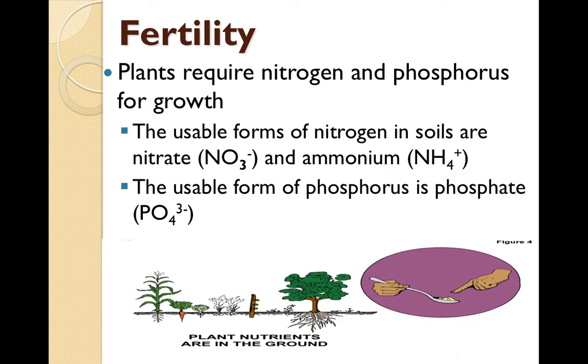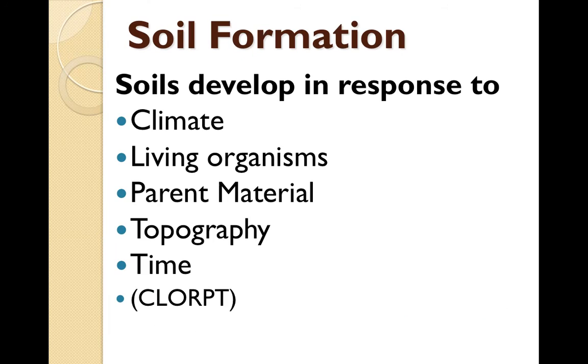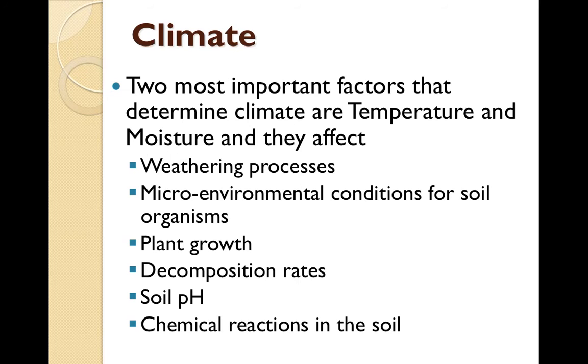Fertility is also needed, nitrogen and phosphorus, for plant growth. It is essential. A lot of times fertilizers are implemented or added back into soils. And also for our soil formation, soils develop in response to these things called CLORP, which is your climate, how much living material is found there, your parent material, topography, and how much time it takes.